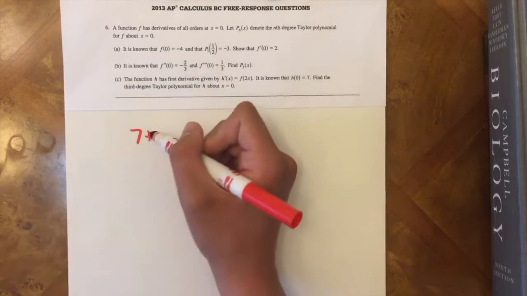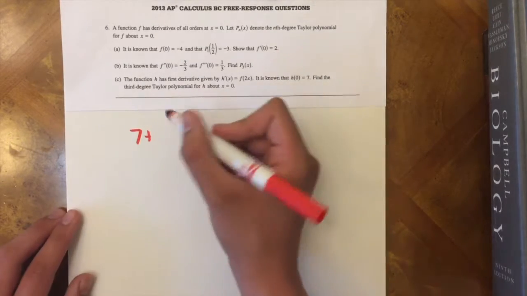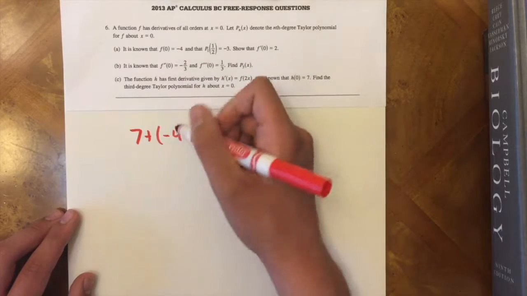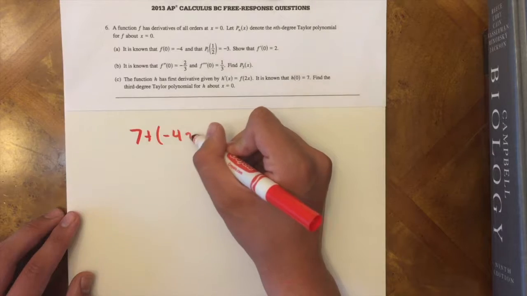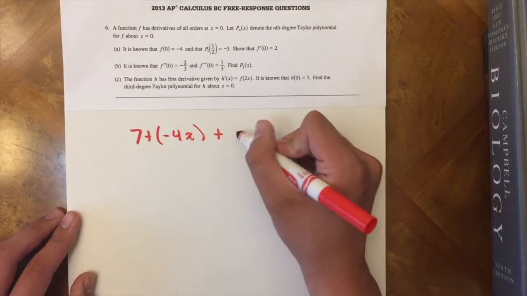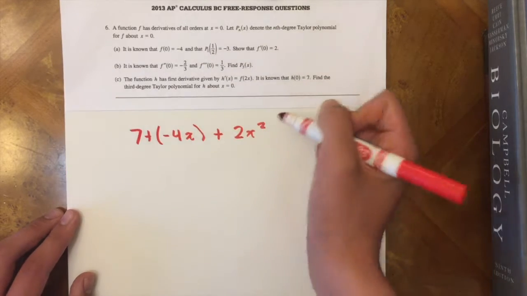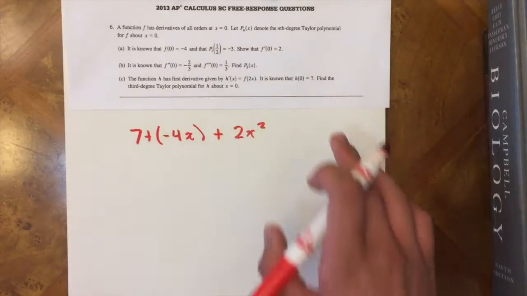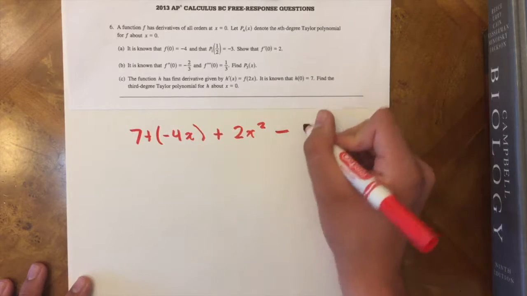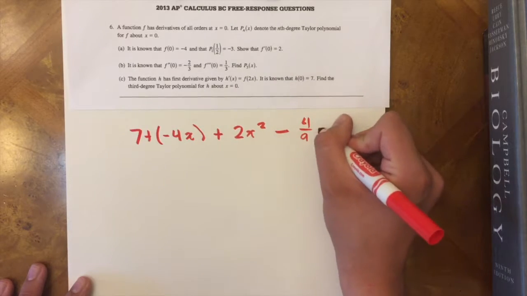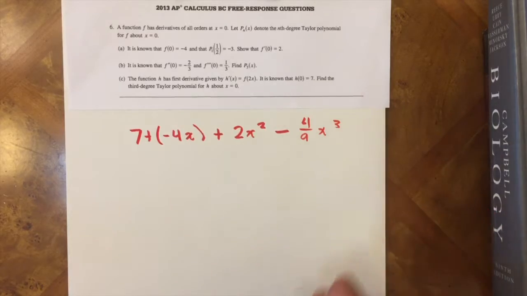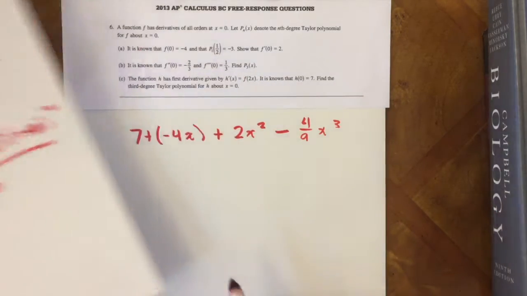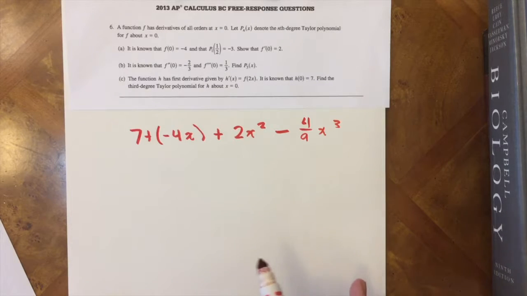7 plus 4, since we have this negative 4 right here, it's going to be plus negative 4x plus 2x squared. Since the 2's that we have right here are just going to cancel out, we're going to just be left with this 2 right here. Then minus 4/9 x cubed, which is just basically multiplying this by 1/3, because that's what f double prime of 0 is equal to. And this is just going to be our answer.